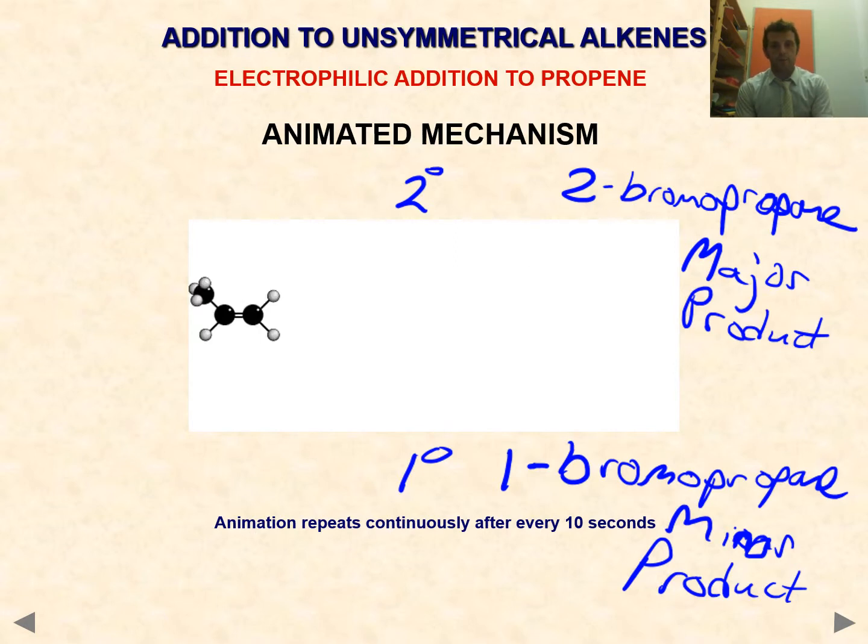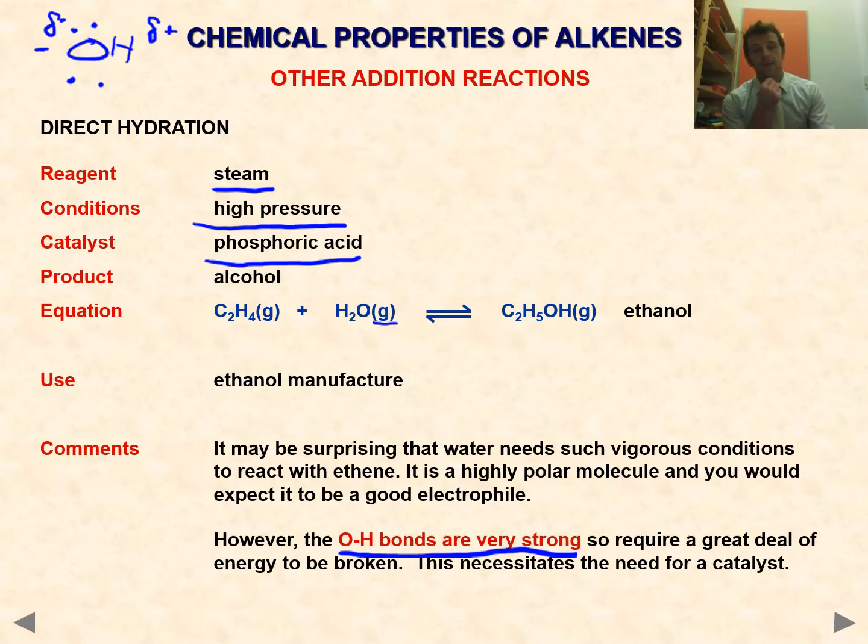And the first one, 1-bromopropane, is going to be our minor product. We are going to end up with more 2-bromopropane than 1-bromopropane. Another way that we can do these types of reactions is if we want to add in another OH group. So this is another example of how to add an alcohol group.